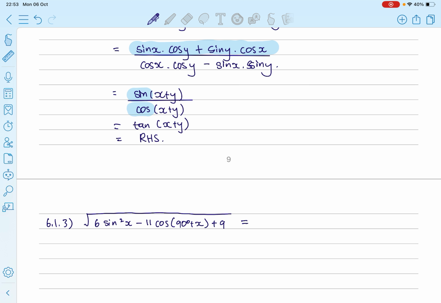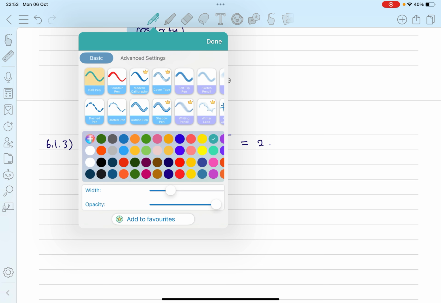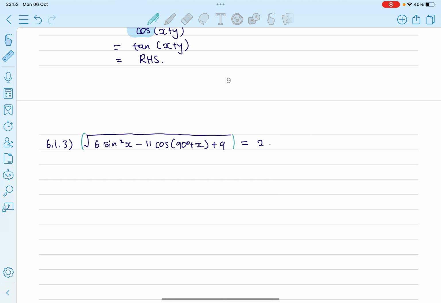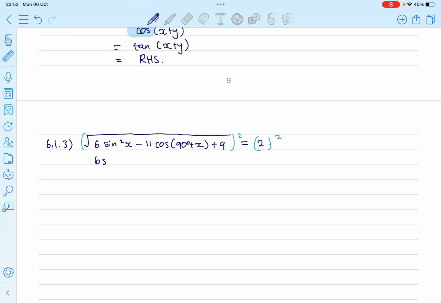And we're told this whole thing is equal to 2. To get rid of our root sign, we're going to square both sides since it's a square root. So that then leaves us with just 6 sine squared x minus 11 cos. We'll sort out this 90 degrees plus x very soon.